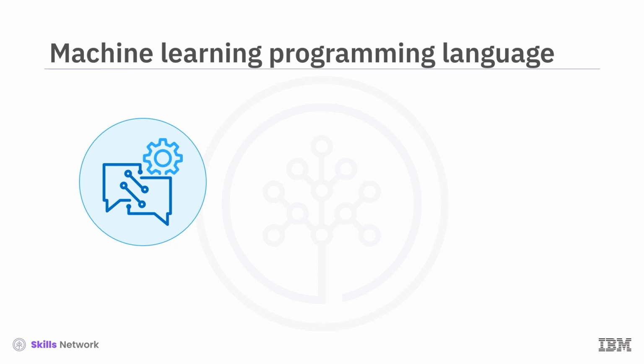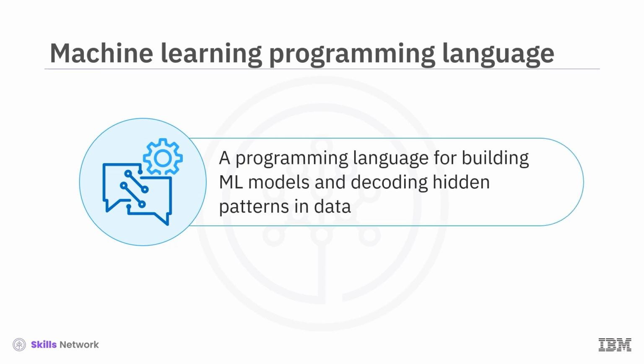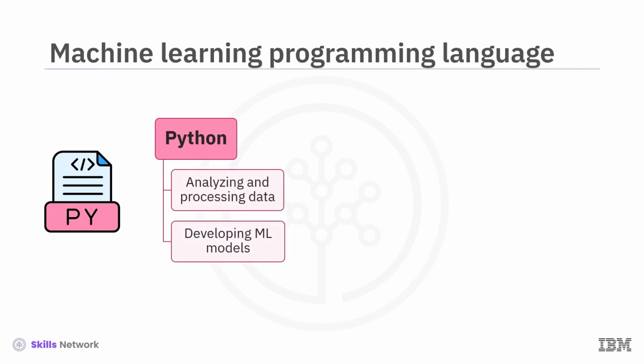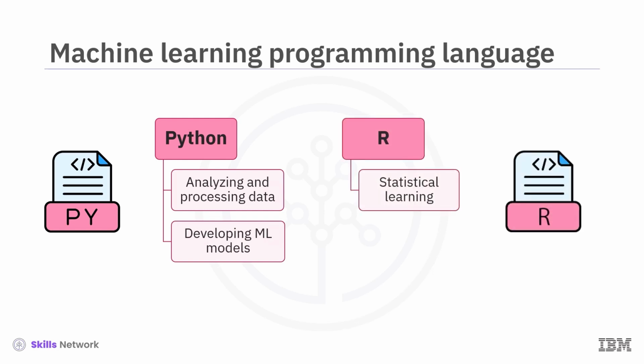A machine learning programming language is a programming language for building machine learning models and decoding the hidden patterns in data. Python is a widely used language due to its extensive collection of libraries for analyzing and processing data and its ease in developing machine learning models. R is another popular language for statistical learning that also contains many libraries for data exploration and machine learning.